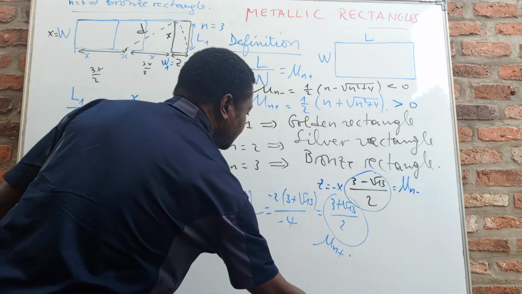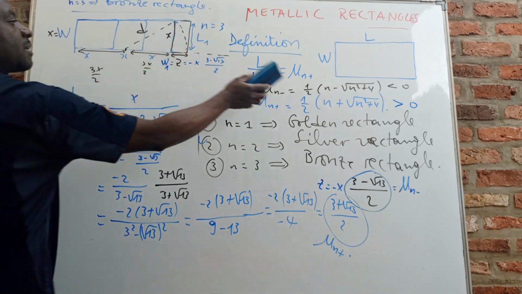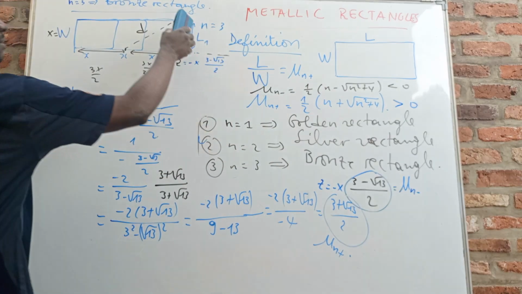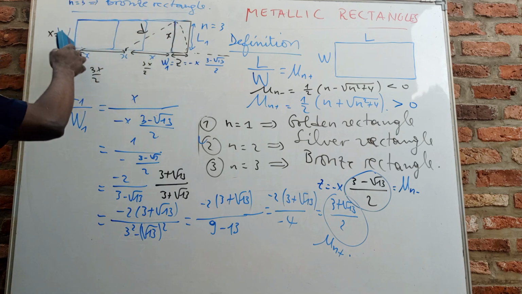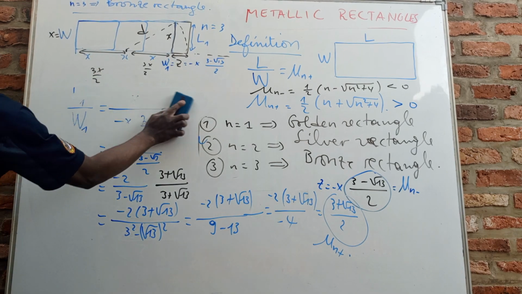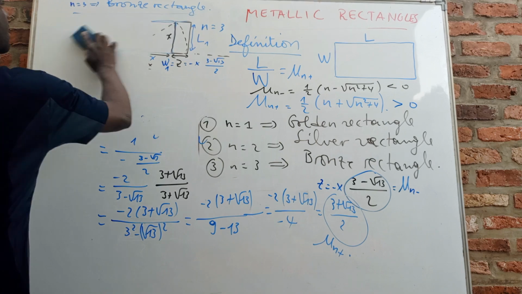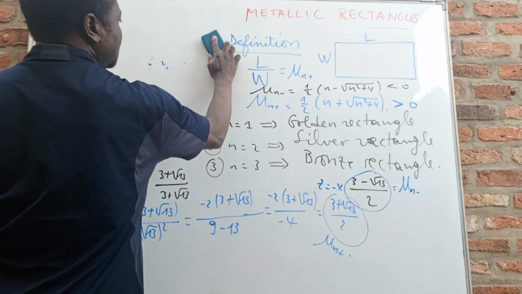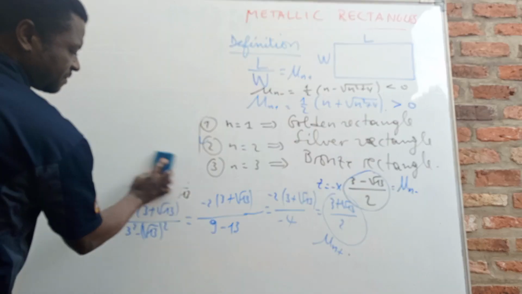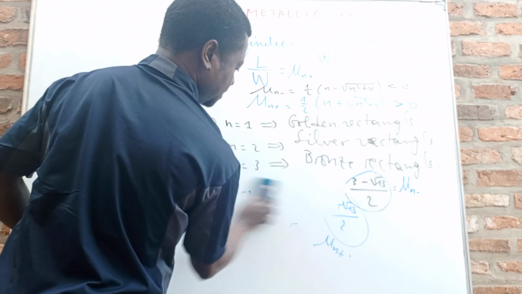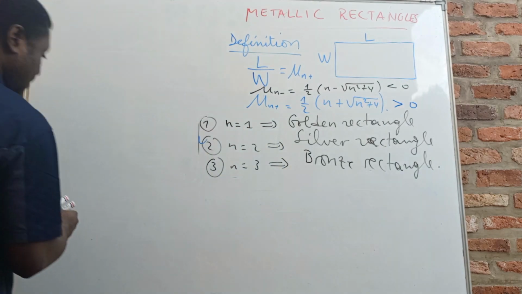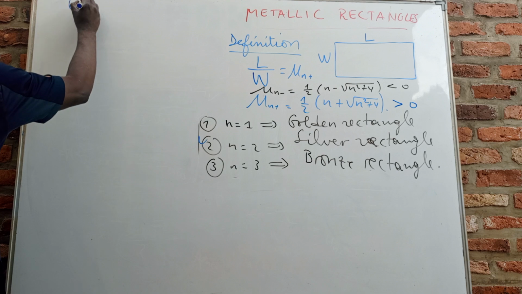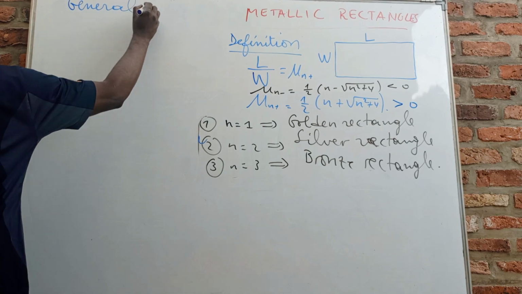Which means, in other words, that by this definition, this small rectangle here is also a bronze rectangle, as well as the big rectangle here. Okay, so now let us see the generalization in the case of n. A similar proof, exactly. So this is the general case.